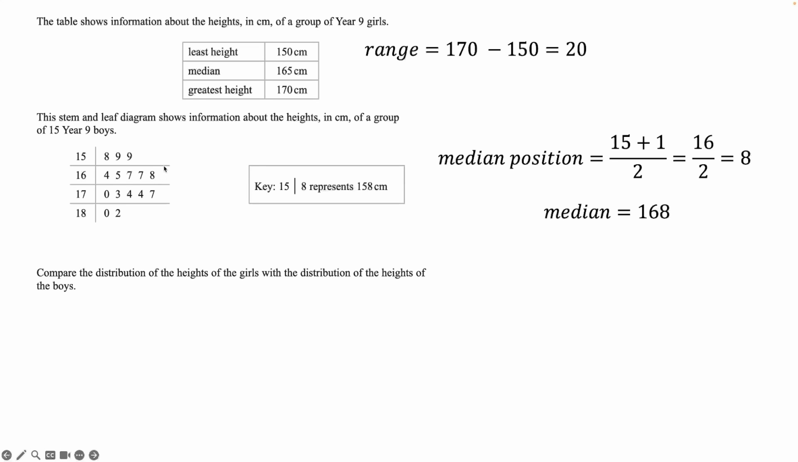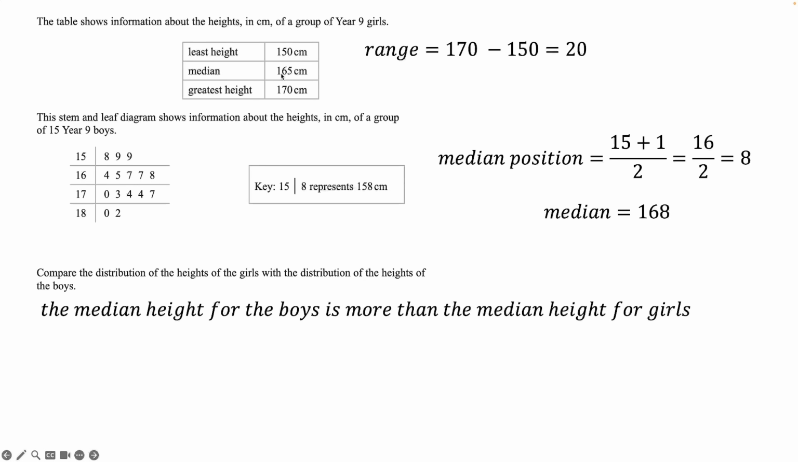So let's write something down about the two medians. The median for the boys is higher than the median for the girls. So we can write that down: we can say because 168 is bigger than 165. Now that we've done that, we can compare the ranges. So let's very quickly work out the range for the boys.